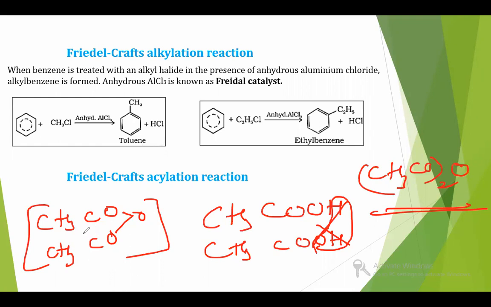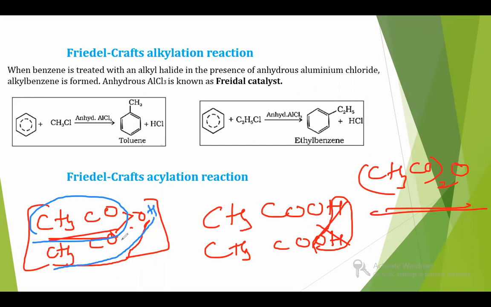If we treat with acetic anhydride, the CH3CO group replaces hydrogen, and the other CH3CO and O combine with hydrogen. Here, CH3CO is the acyl part. This acyl part attaches to benzene, so we get acyl benzene, such as methyl benzene or ethyl benzene, any acyl benzene. The rest, CH3COO, combines with the replaced hydrogen and forms CH3COOH.